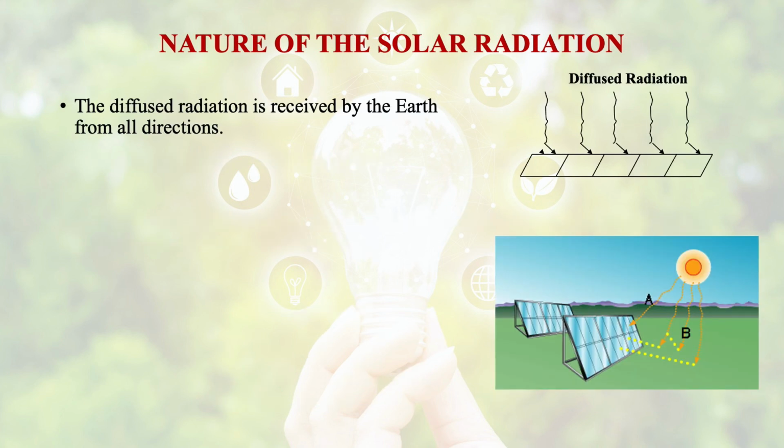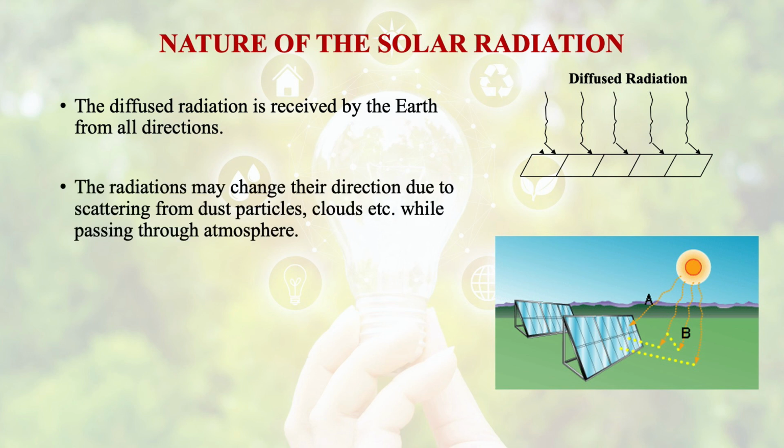Then diffuse radiation. Diffuse radiation is received by the Earth from all the directions. The radiations may change their direction due to scattering from dust particles, clouds, etc. All the factors we have discussed while passing through the atmosphere. Diffuse radiation does not have a unique direction.